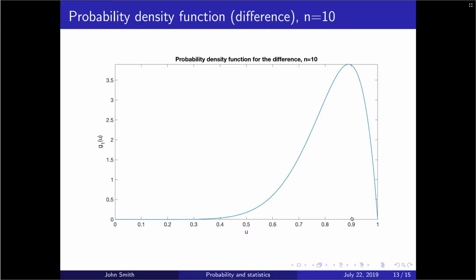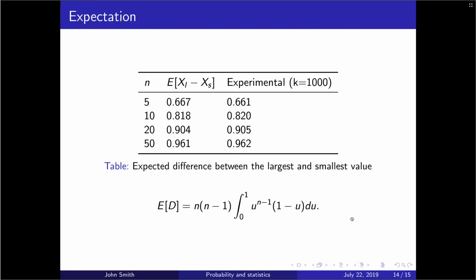At the end, let's take different sample sizes and see what is the expected difference. The sample size is in the first column, the second column represents the theoretical expected difference, and the third column shows us the experimental results, where I wrote a computer program which did the sampling, and for each sample size, the computer repeated the experiment 1000 times. Obviously, the value is getting closer and closer to 1, and we see the formula for the expectation.